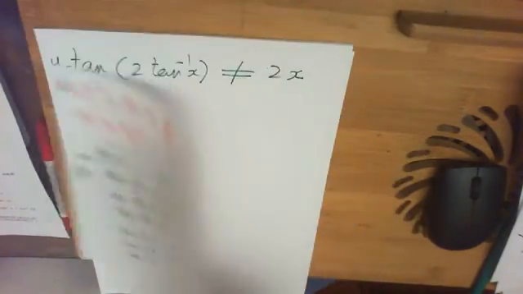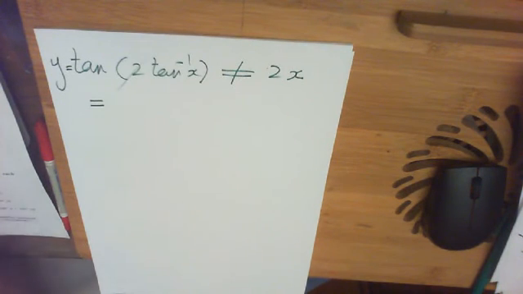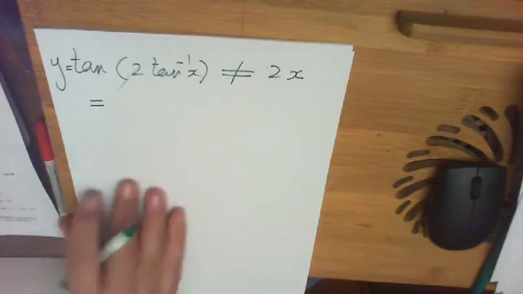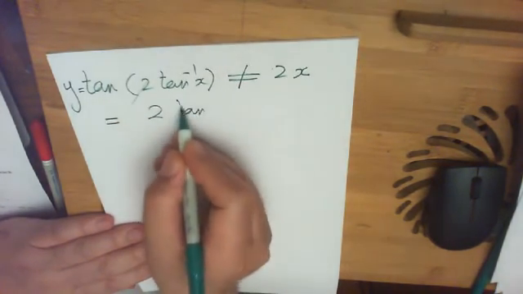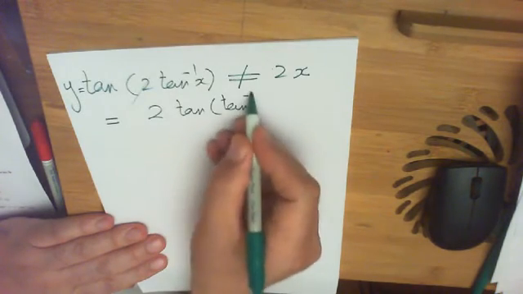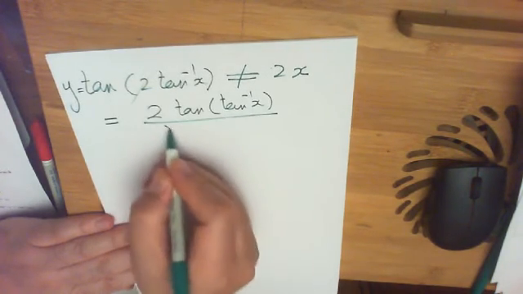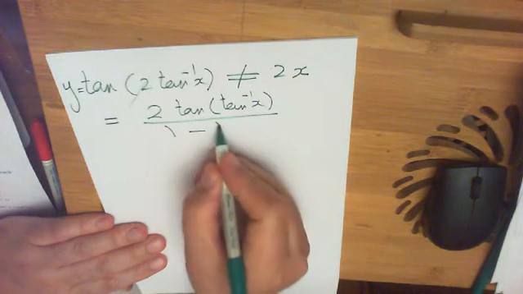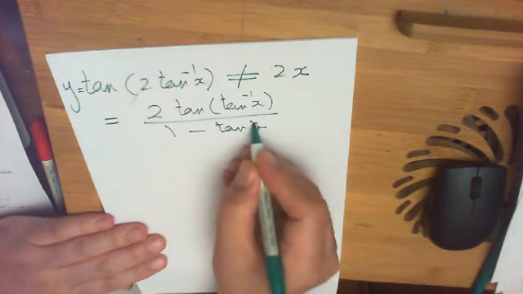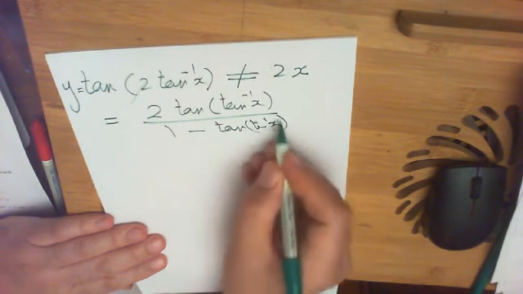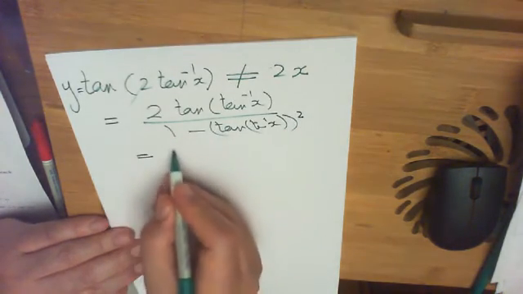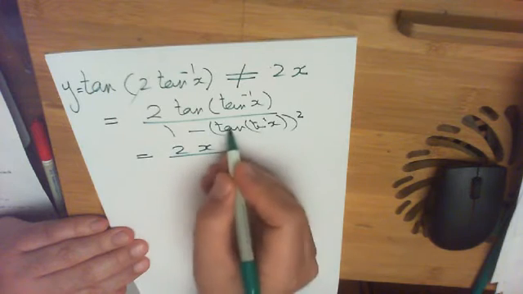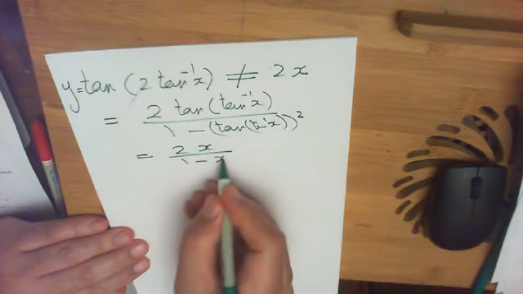So we can write it directly. It is twice tan of the given angle, tan inverse x, over 1 minus tan inverse x all squared. Tan cancels tan inverse, which gives us 2x. Tan cancels tan inverse, which gives us 1 minus x squared.